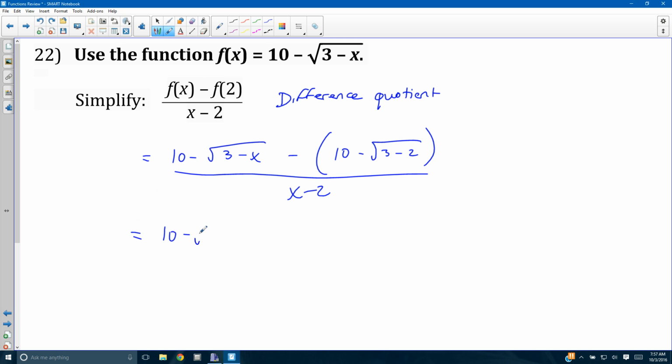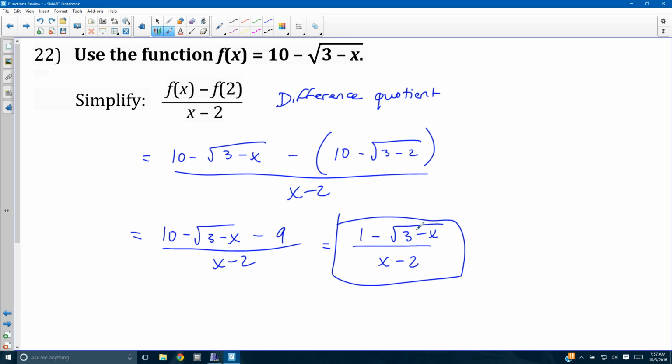So this becomes 10 minus the square root of 3 minus x minus, in here, this is 10 minus the square root of 1. So 10 minus 1 is 9. So this is minus 9 right here, all over x minus 2. 10 minus 9 is 1. We get 1 minus the square root of 3 minus x all over x minus 2. Right there. And that's the most it simplifies to. And not too much to think about what this thing means at this moment, but if there's anything to factor and cancel, you would go ahead and do that as well. Doesn't look like we can do anything else with that problem.